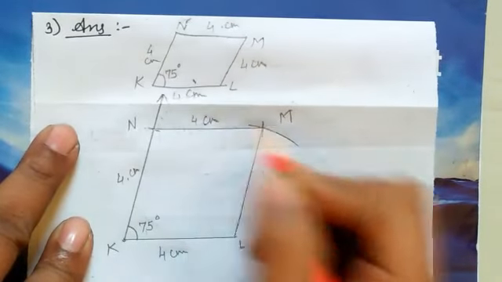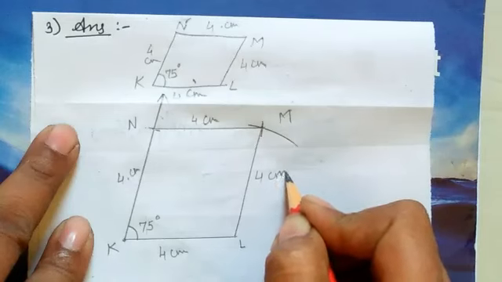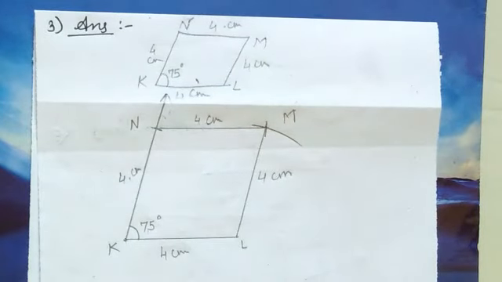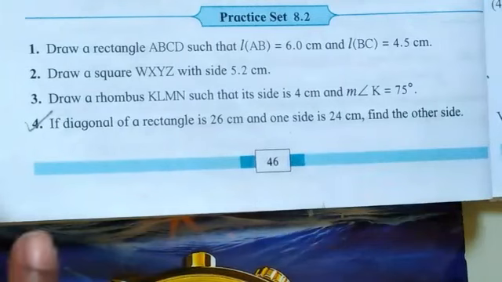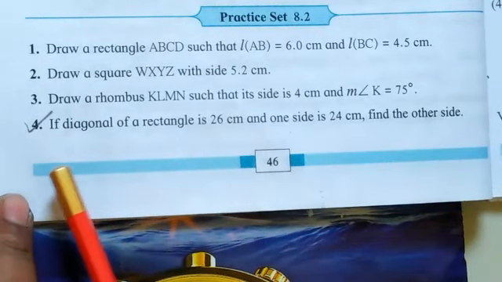All are having the same measurement. Like that, we can get the rhombus KLMN. If you want, you can take a screenshot and write it in your notebook. Now students, let's see the fourth question.